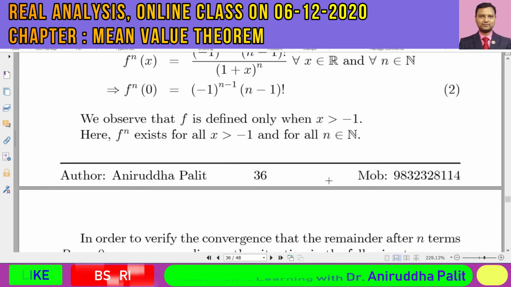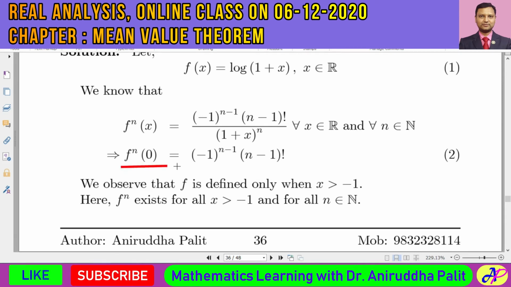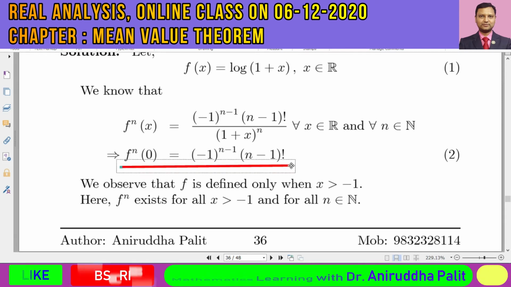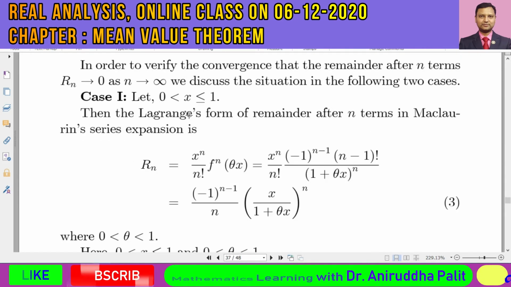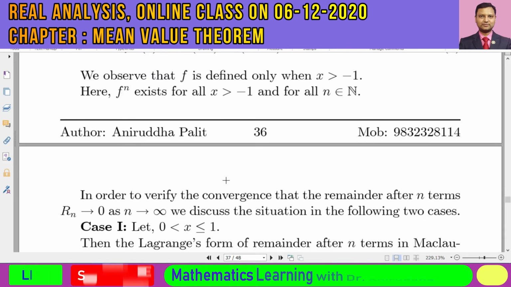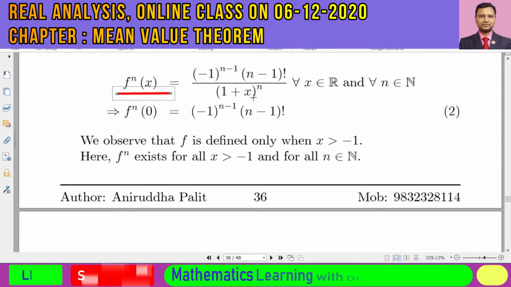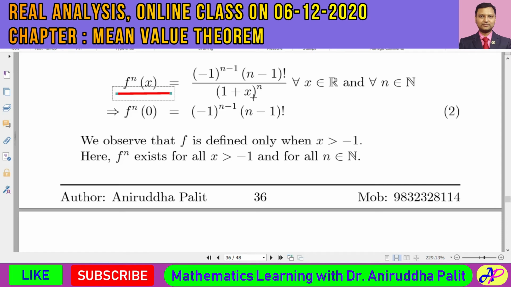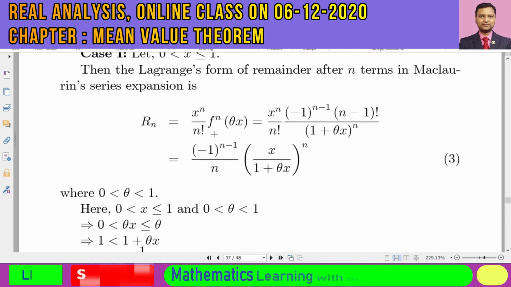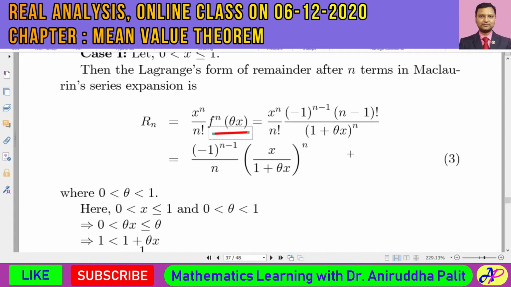Now in this first case, for x equal to 0 we already have the expansion of f^n(0). So we shall always consider the cases when x is greater than 0 and when x is less than 0. In the first case we consider x greater than 0, and the Lagrange's form of remainder is considered. We have the expression of f^n(x) over here. Just by putting theta x in place of x in this expression, we get the expression of f^n(theta x).